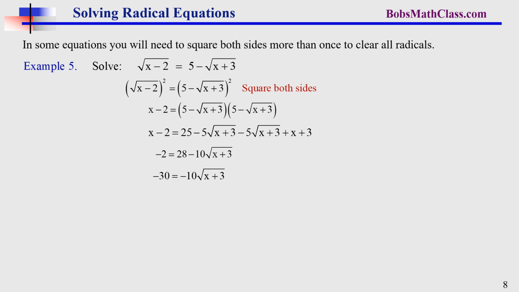Now we could square both sides from here, or we could get rid of the 10 on the right-hand side. Because 10 goes into 30, I would suggest we do that. Divide both sides by negative 10. And again, that's only because negative 10 goes into negative 30 evenly. If on the left-hand side it was an x minus 4, then I would not say divide both sides by negative 10, because then we would get a fraction with a variable on the left-hand side. Okay, so let's divide by negative 10. That gives us 3 equals the square root of x plus 3.